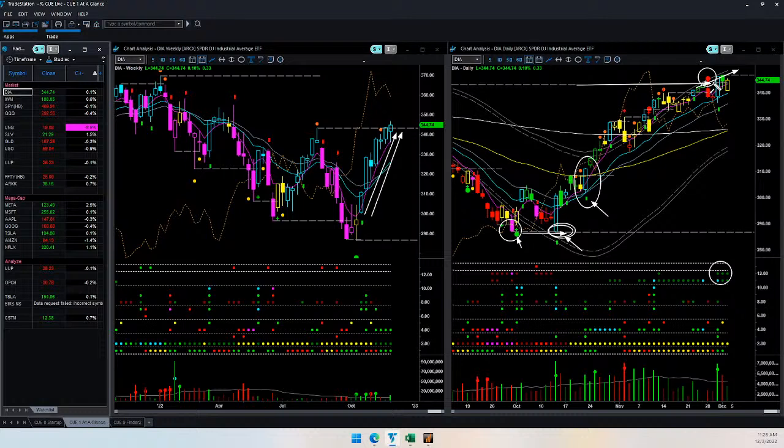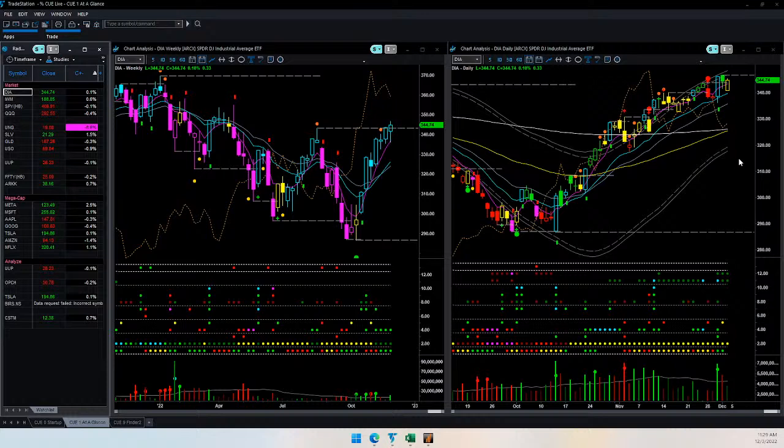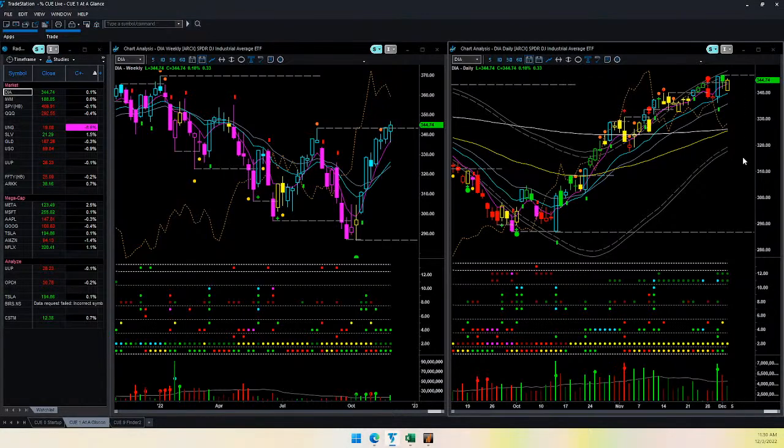Not now, not in Q techniques. It is too extended to the upside. Am I going to short now? No, there is no short trade setup, but I'll avoid buying DIA now. And this approach works very well.